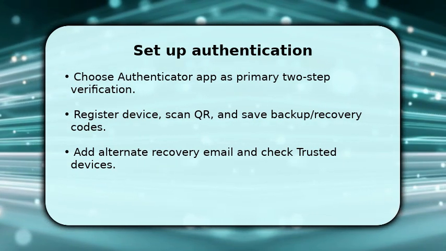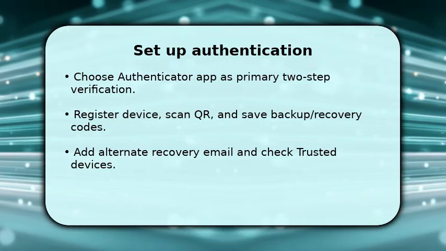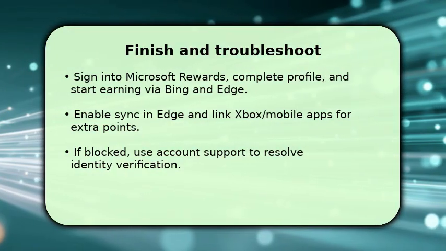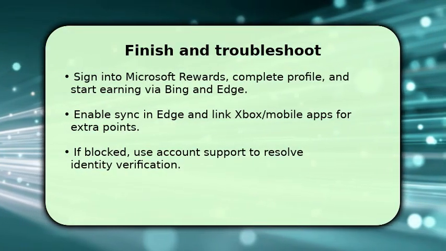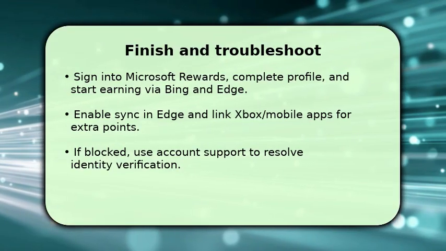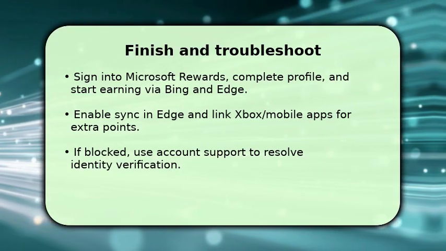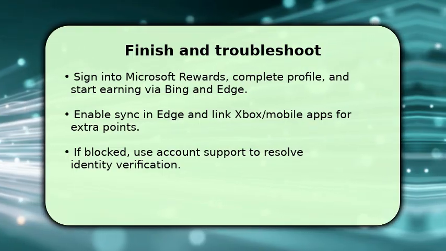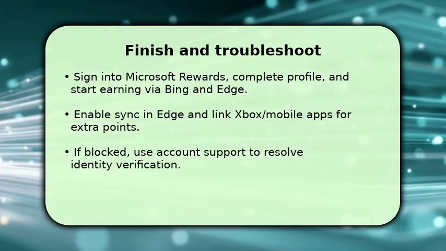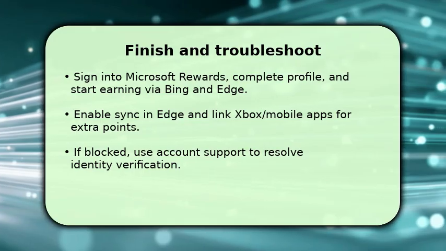Finish by signing into Microsoft Rewards and completing your profile details. Use your verified email and the Authenticator sign-in. Start earning immediately with Bing searches, Edge browsing bonuses, and mobile app daily sets. Link Xbox or other services for extra points.